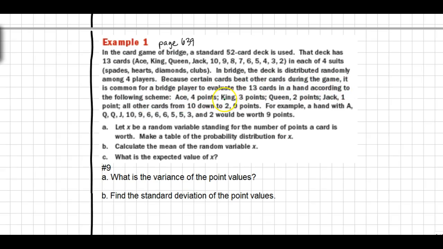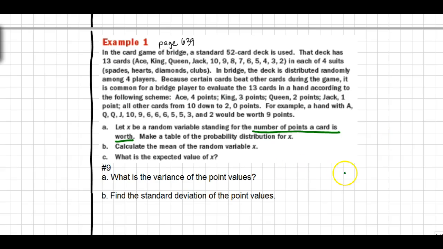An ace is worth 4, king is worth 3, queen is worth 2, jack worth 1, and all other cards, the cards from 10 to 2, are all going to be worth nothing or 0 points. So let x be the random variable that represents the number of points a card is worth, and we're going to make a table representing the probability of those.